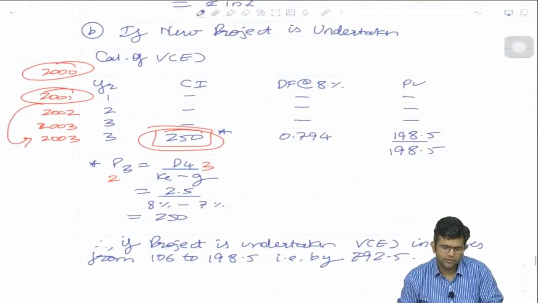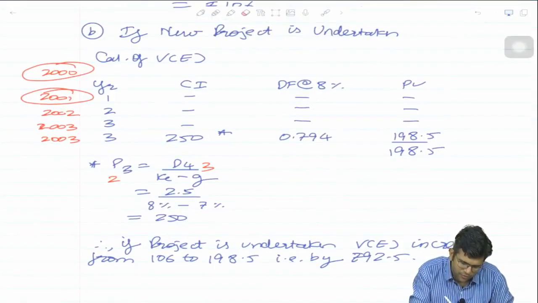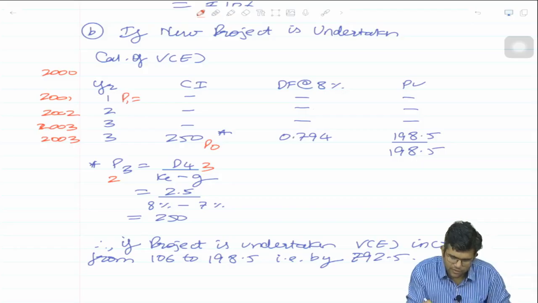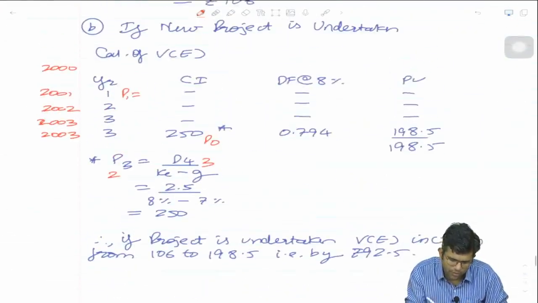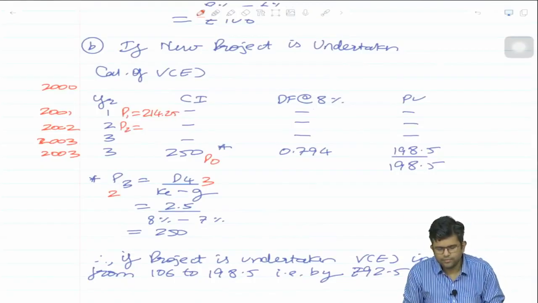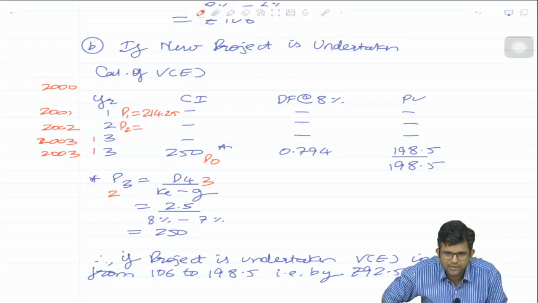I'll keep this in front of you if you want. And I will also write some extra information for you. This we got is P0. Price at the end of year 1 we got as 214.25. Now the price at the end of year 2 should be how much? Now I hope you realize if you are standing at the end of year 2, then this will become 1 and 1 year. You are understanding, no? This 3 and 3 will become 1 and 1 year.